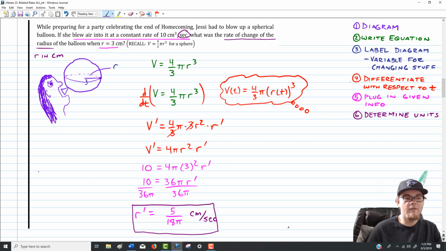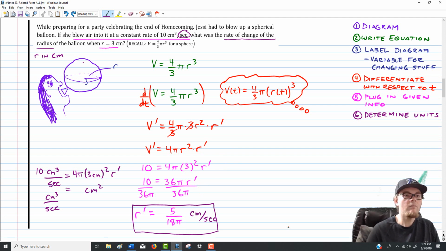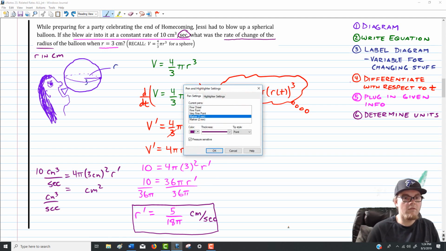If you didn't trust that, if you wanted to make sure, you could do this in terms of units. Centimeters cubed per second is equal to 36 pi, and with r squared, let's do it this way just to clarify: 4 pi times 3 centimeters squared times r prime. So we have centimeters squared over here, and we have centimeters cubed per second. If you imagine multiplying both sides by 1 over centimeters squared, you would get the exact answer we had, which was centimeters per second. So with that in place, we've actually answered our second related rates question.